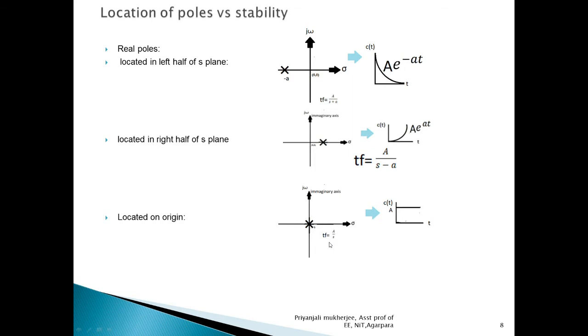Next, the pole is located at the 0, 0 position, that is, at the origin. In this case, the transfer function can be denoted by a by s, and the inverse Laplace is only a. That is, as t increases, the response is a constant value. So, this is the marginally stable condition.